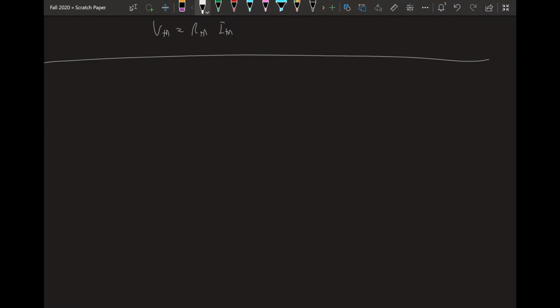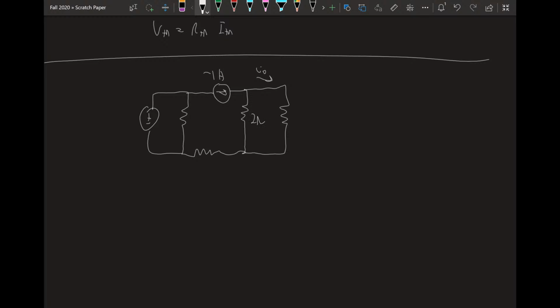Okay, let's draw a circuit. I naught, negative 1 amp, 2 ohms, 5 ohms, 6 ohms, 3 volts. Okay. The question is, find I naught.